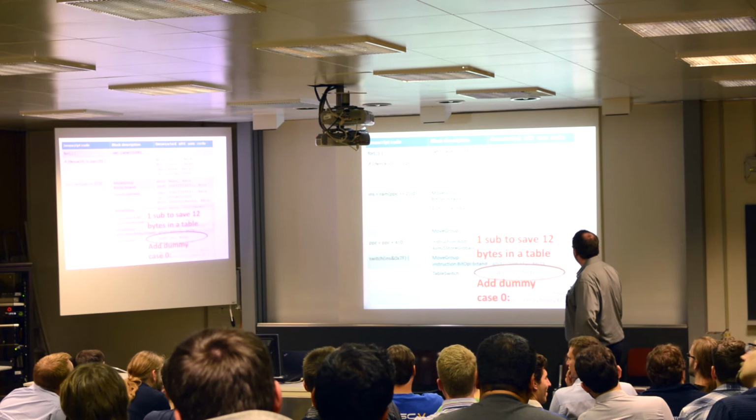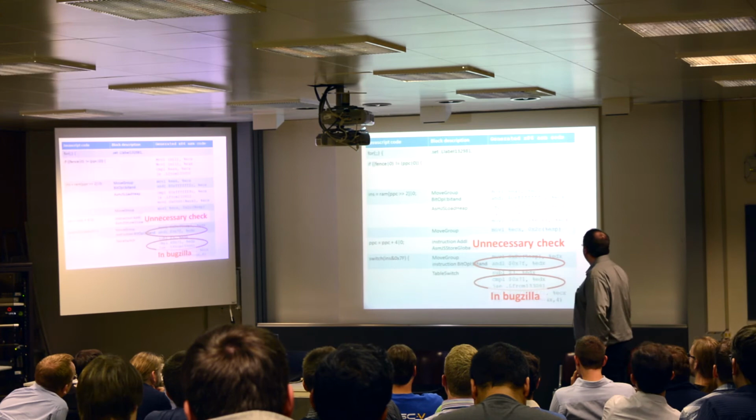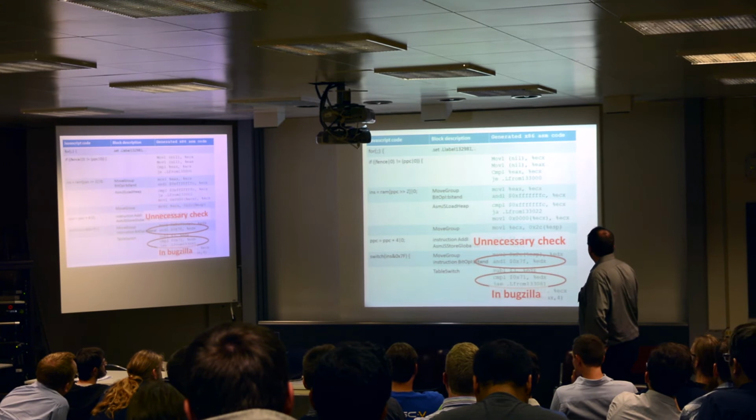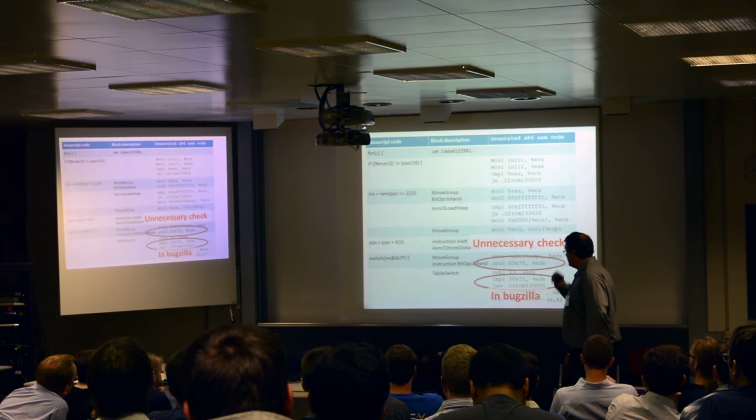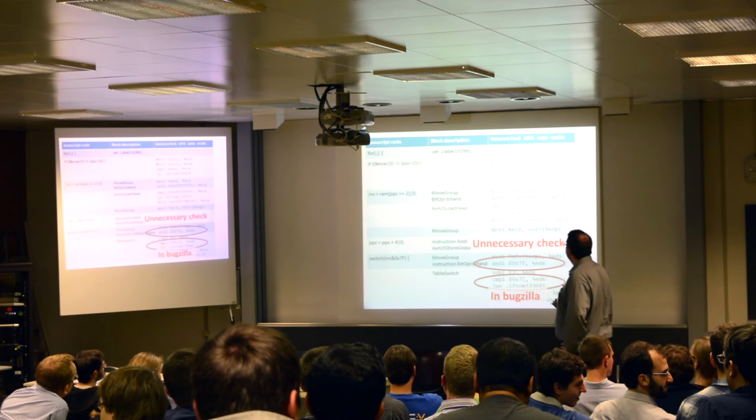They subtract some variable in the switch instruction, to save bytes in the table, so this can be removed just by adding a constant. And an unnecessary check: they do a comparison here, I have an AND with 0xFF, but they still check whether the value is higher than this parameter. So this is now in Bugzilla. When I say fast, I mean really fast, so I even do optimizations on the assembly level.